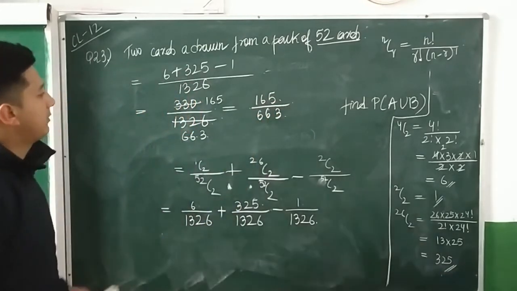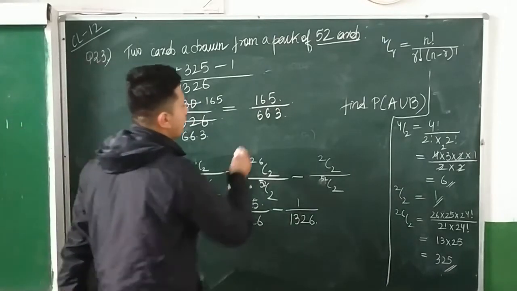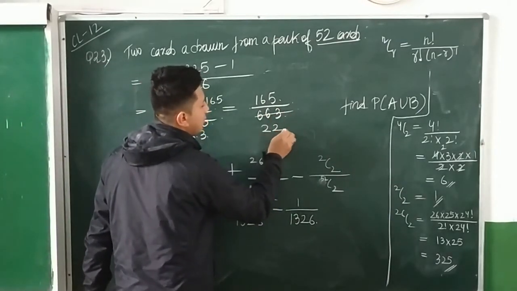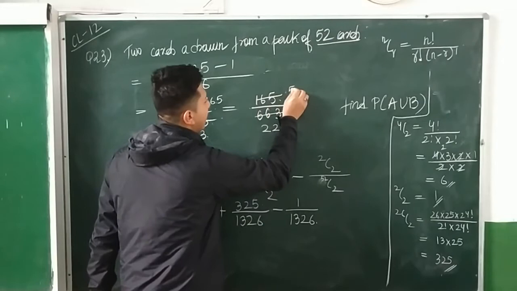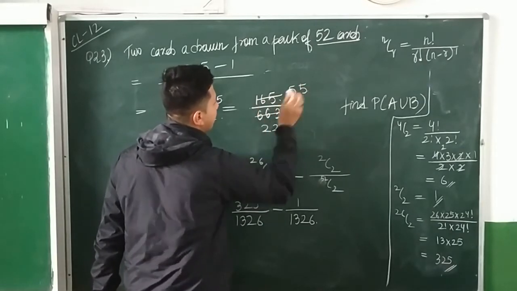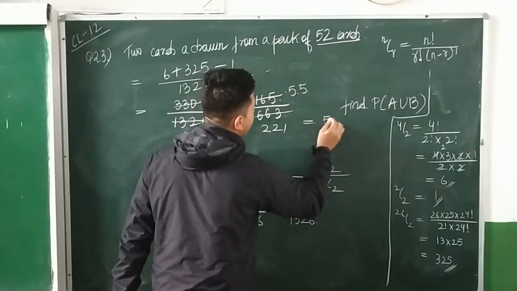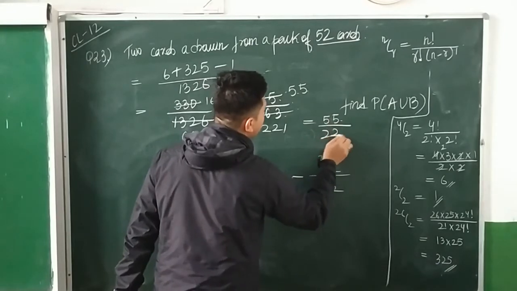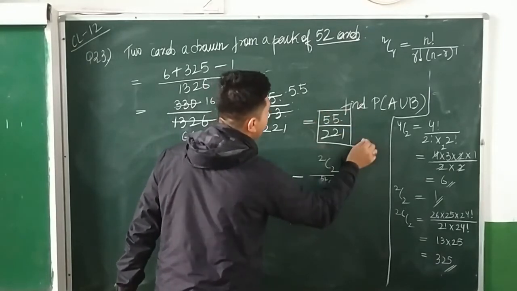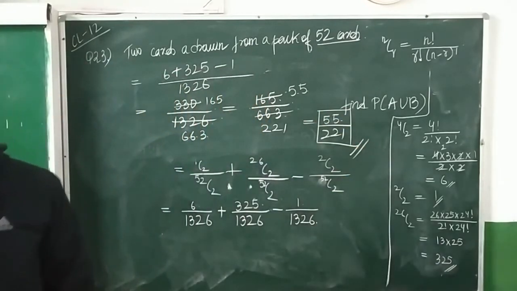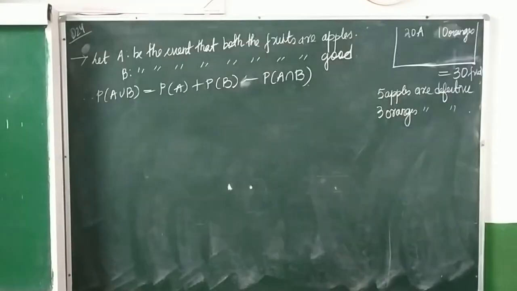Is it possible to cancel with 3? Yes, it is possible to cancel with 3. 3 2s are, 3 2s are, 3 1s are, 3 5s are 15, 3 5s are 15. So hence it is 55 by 221, which is our final answer. So please pause the video and note it down.